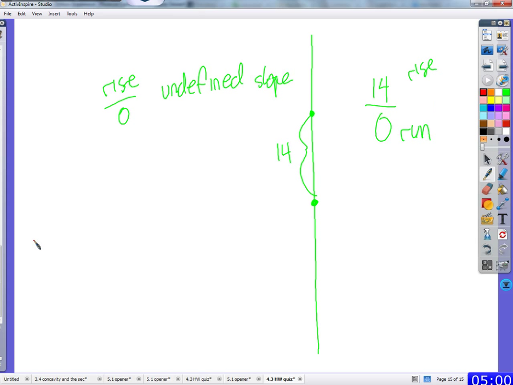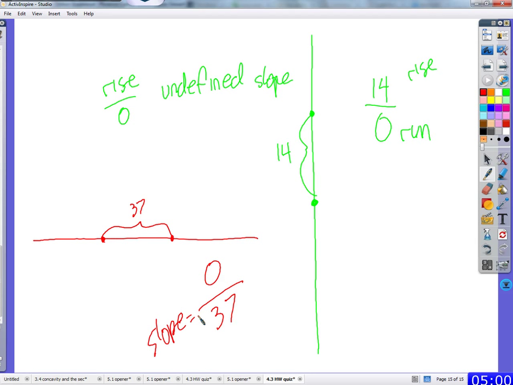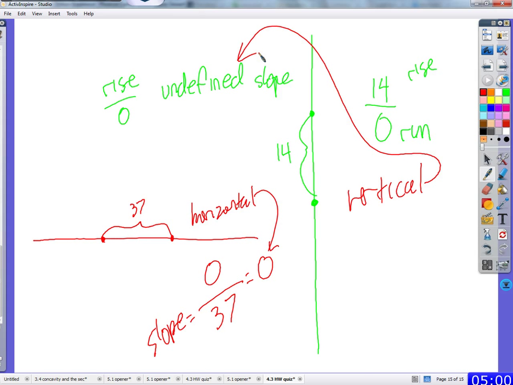And while we're on the subject, what about a horizontal line? Here's a point, let's say we move over 37. Okay? So we got a run of 37. What's the rise? Zero rise. So this slope is a zero slope. Now zero divided by 37 has a definition, it's zero. Take nothing, divide it into 37 pieces, you still have zero. So horizontal lines have zero slope. Vertical lines, undefined slope.